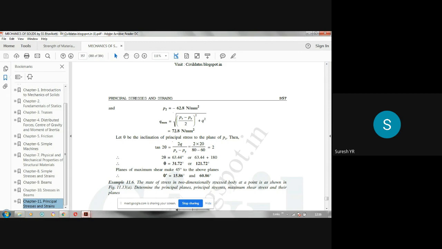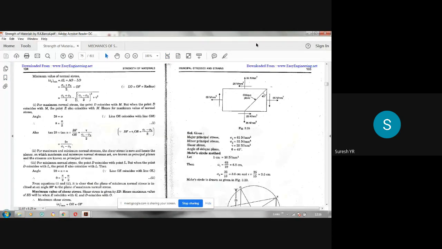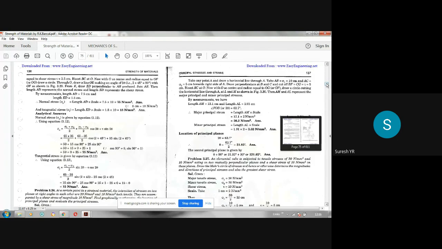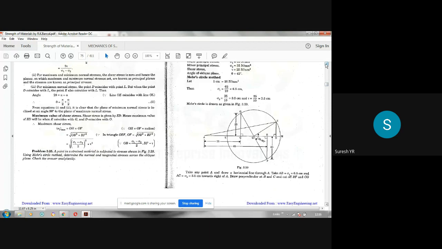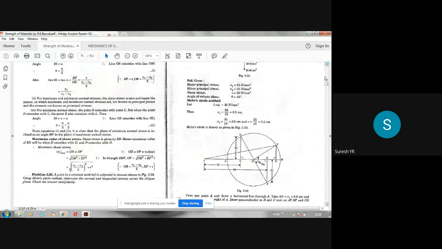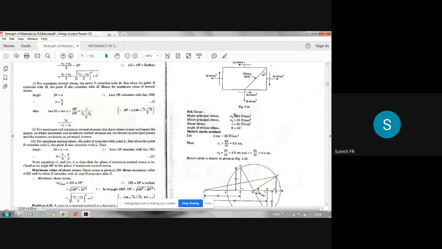Now let us solve this problem by Mohr circle method. Yesterday I had explained, we will apply the Mohr circle. We will try to draw the Mohr circle. Compare that problem with this problem which I had explained yesterday. So in the present problem, sigma x is how much? Sigma x is 80, sigma y is minus 60. Is it not?